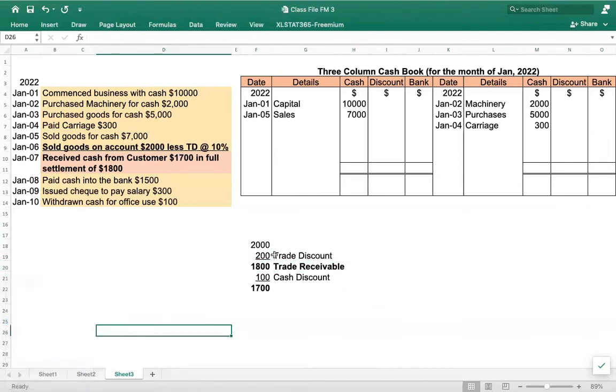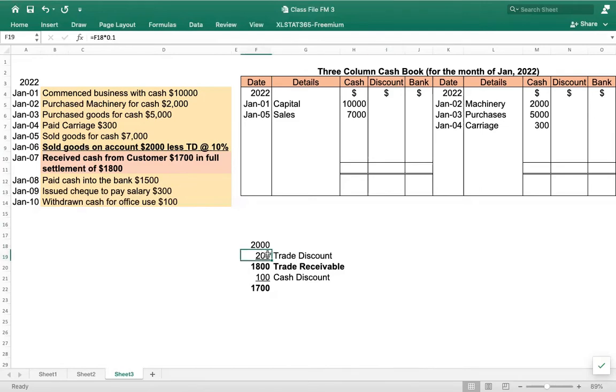Trade discount is just to motivate the customer to buy the product, right? So I offered him that print price is this, but if you buy, I will allow you 200 off. So immediately he brought the goods. So I motivated him and he brought the goods in bulk. So the objective of trade discount is what? To motivate the customer to buy the goods in bulk.